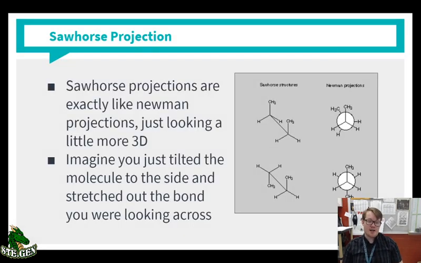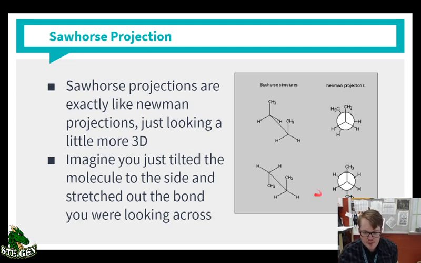Sawhorse projections are actually exactly like Newman projections. You're just going to angle them slightly differently. So we had our Newman projection of this, where let's say we have it in our anti-configuration like this. Instead of having it be as circles, you're basically going to just tilt it to the side slightly, and you're going to pretend that this gets stretched really far apart from each other. And then you're just going to draw them at an angle of each other. And that's kind of what's happening right here.